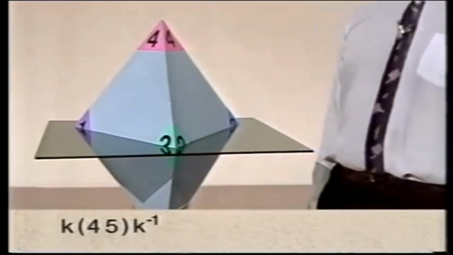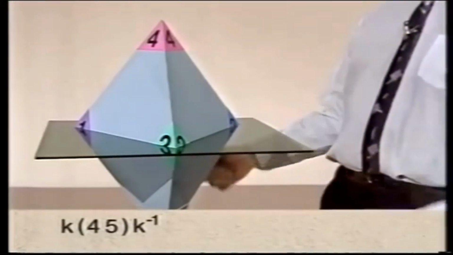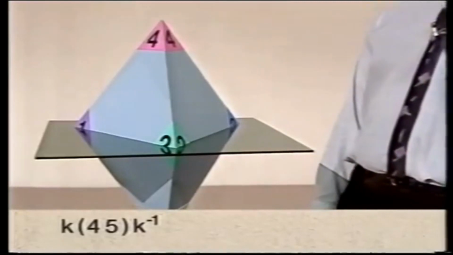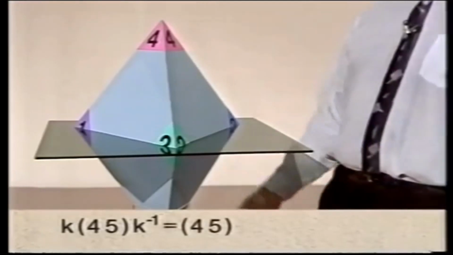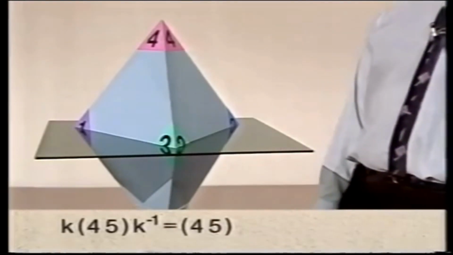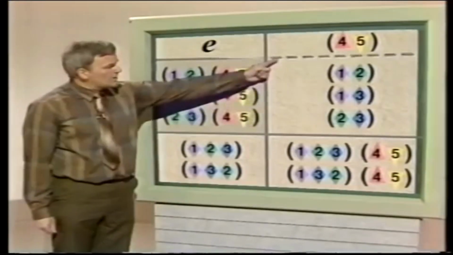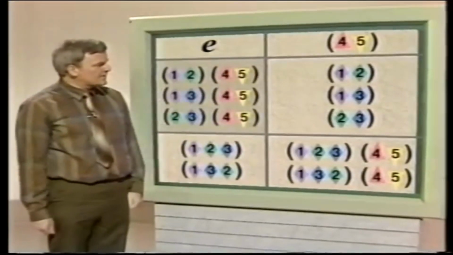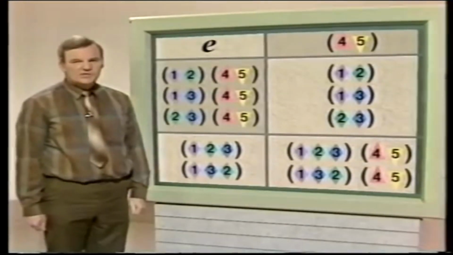So no conjugate of 4-5 can be a vertical plane reflection. In fact, every symmetry K maps this plane to itself. So the fixed set of every conjugate of 4-5 is this plane. Therefore, every conjugate is 4-5 itself. That confirms our conjecture that 4-5 is in a conjugacy class of its own. Let's now look at the remaining 3 transpositions.